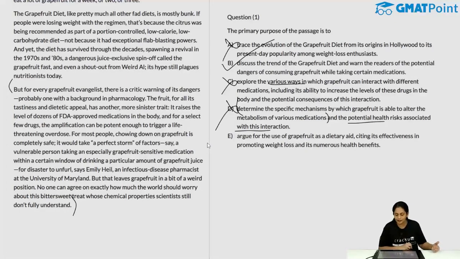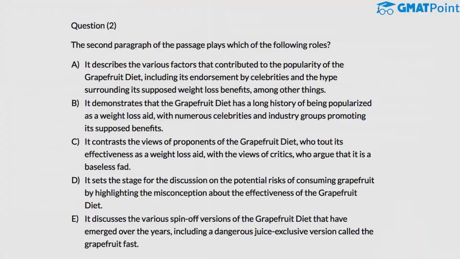Argue for the use of grapefruit as a dietary aid, citing its effectiveness in promoting weight loss and its numerous health benefits. This is the opposite of what he has done in the passage. In the passage, he says that it is not a dietary aid, it is not effective in promoting weight loss, and he in fact highlights a health risk associated with consuming grapefruit. So it is exactly 180 degrees opposite of what is given in the passage, very easy to eliminate option E. So the right answer is option B.